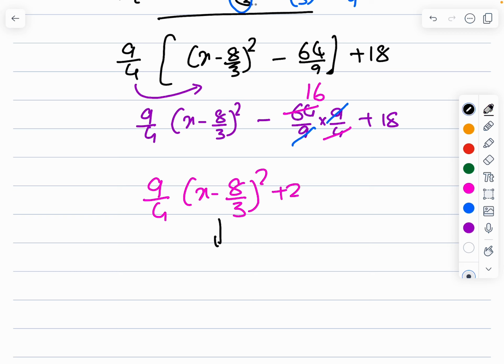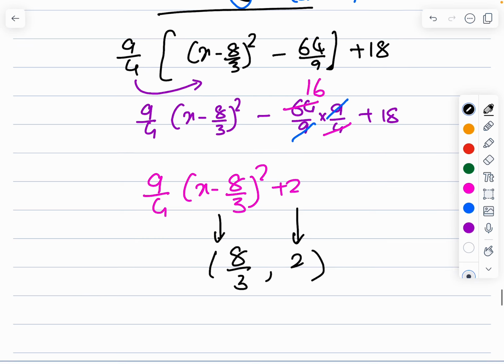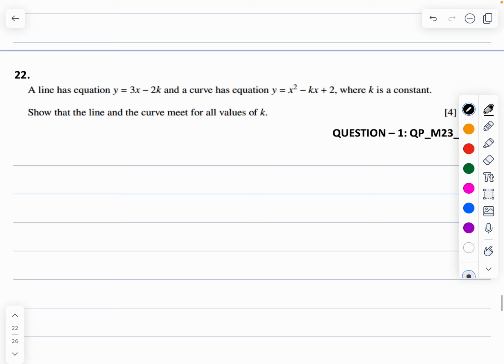So what is the vertex? Take the opposite symbol and take the same symbol. This is going to be the answer. Question number 22. Again, curve and a straight line is given. Show that it meets for all values of x.